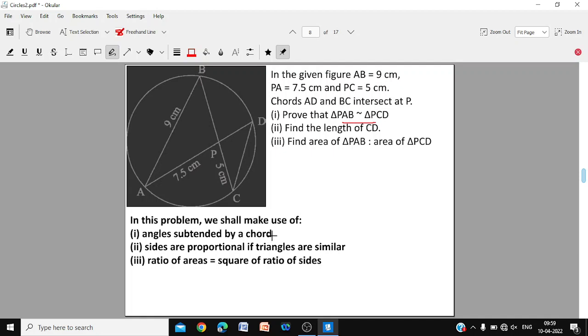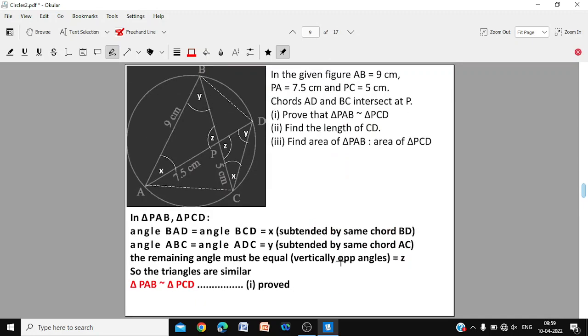So we are going to make use of angles subtended by a chord. And if the triangles are similar, then sides are proportional, and the ratio of the areas is equal to the square of the ratio of sides. The first one, angles subtended by a chord. Angle BAD and BCD, both being subtended by the same chord, they are equal.